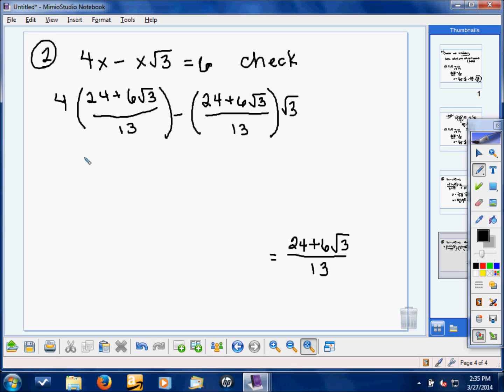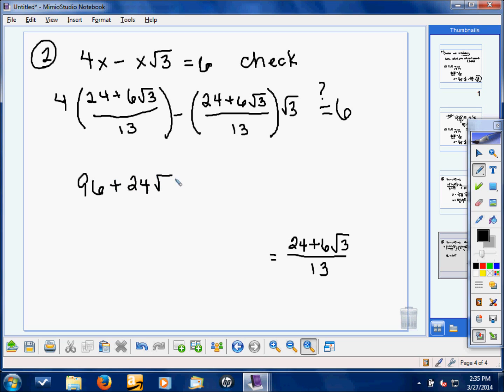We're trying to see if it equals 6. I just figured we'd do the problem and then go back and see. So, 4 times all this stuff. How much is 4 times 24? 96. Plus 24 square roots of 3.